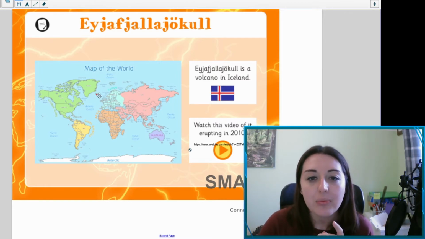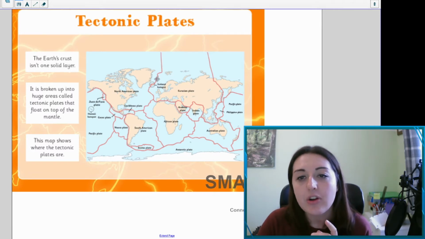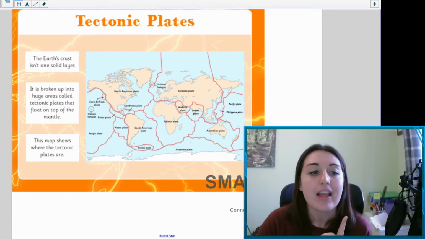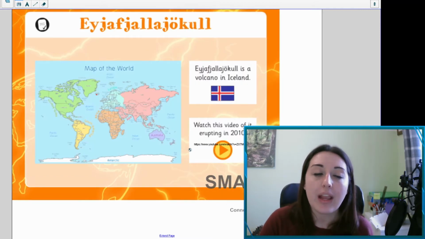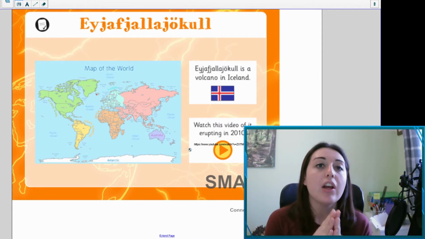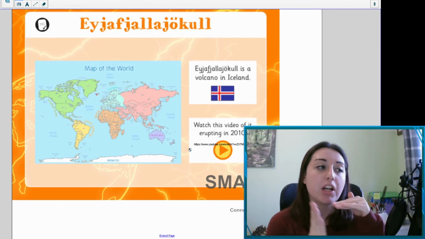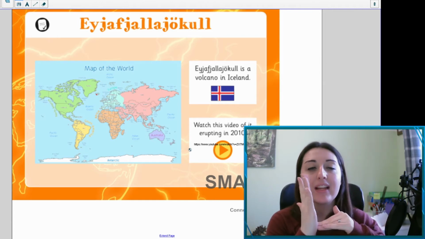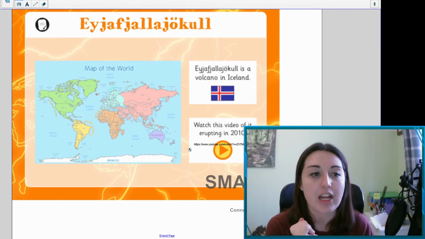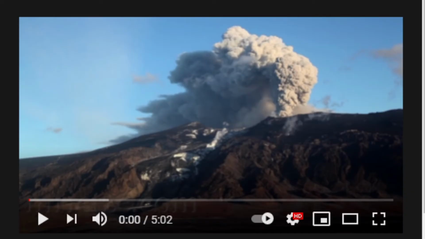Now if we have a look at where Iceland is here on our map, the tectonic plate goes all the way through Iceland. And that is where one of the volcanoes is. And they have to be on that tectonic plate for the opportunity for the plates to move apart, for the lava to come up through the crust and then get stored in the magma chamber. Now I'm going to show you a video of this eruption that happened 11 years ago now.